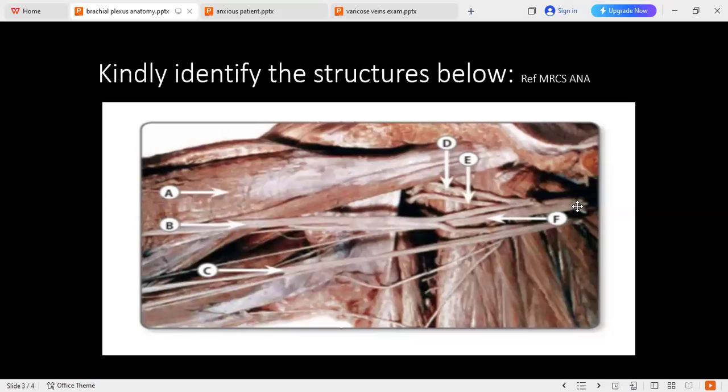From the lateral cord, we get the lateral pectoral nerve, lateral root of the median nerve, and musculocutaneous nerve. And from the posterior cord, we get the radial nerve, axillary nerve, upper and lower subscapular nerve, and thoracodorsal nerve. And from the medial cord, medial root of the median nerve, medial pectoral nerve, medial cutaneous nerve of the arm, and medial cutaneous nerve of the forearm.